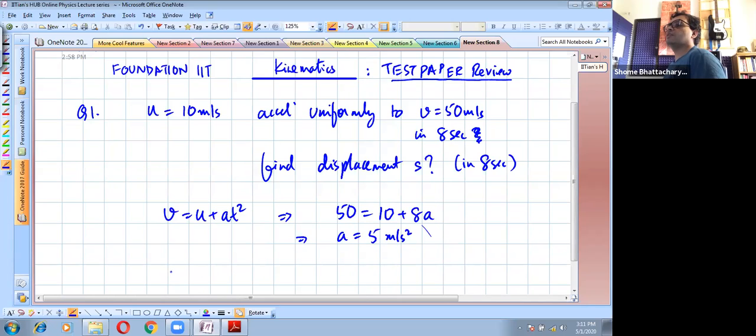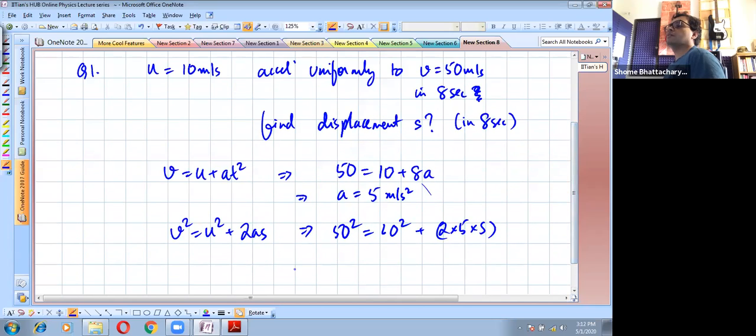And then you would have used the relation that v squared is equal to u squared plus 2as. In this, you would have substituted 50 squared is equal to 10 squared plus 2 into 5 into s. So from this, you would have got the displacement as 2500 minus 100 divided by 10. Then you get 240 meters. Everything we've taken in SI units. So fine, this is a correct method. There's nothing wrong with it.